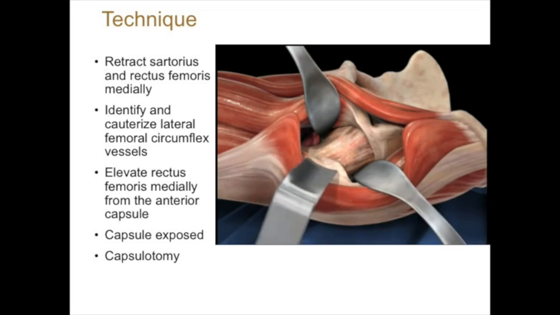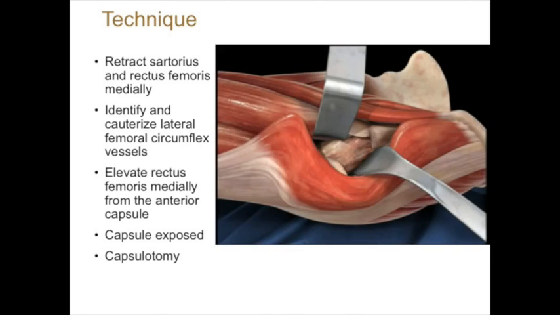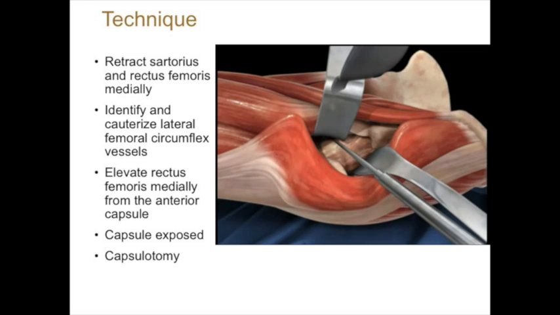So the abductors, the tensor fasciae lata are this muscle group here, this is the IT band here. The sartorius is this muscle here, and the rectus femoris is here. So we're actually retracting the rectus and the sartorius medially, the abductors laterally, and again, this gives us a really good view of the femoral head and neck right there. So the next thing we do is make our capsulotomy.